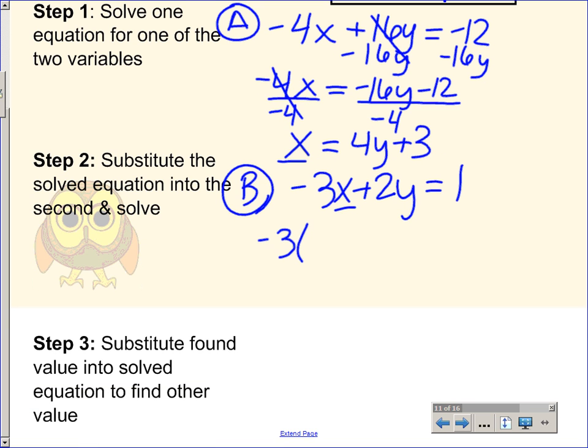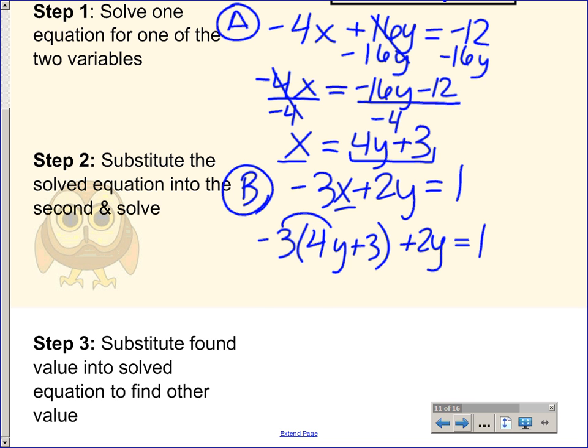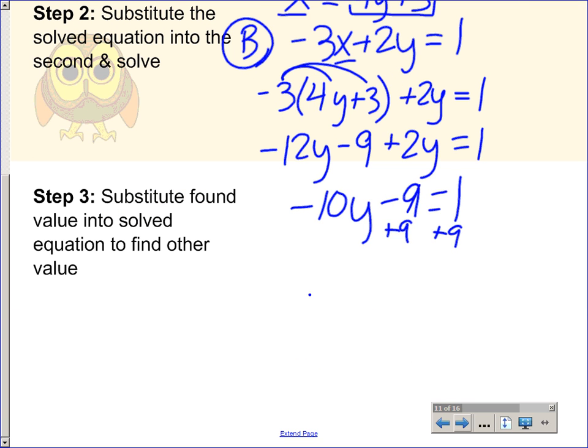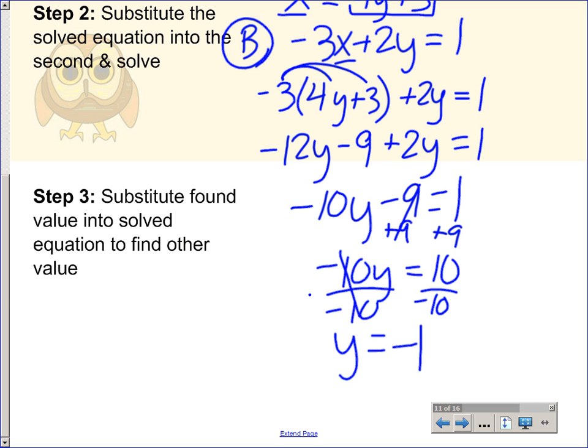I'm going to have negative 3 times whatever x equaled in the first equation, 4y plus 3, plus 2y equals 1. So, first step, distribute. So I have negative 12y minus 9 plus 2y equals 1. I'm going to combine my like terms. I get negative 10y minus 9 equals 1. Add 9 to both sides. And I get negative 10y equals 10. Divide by negative 10. And we find that y equals negative 1.